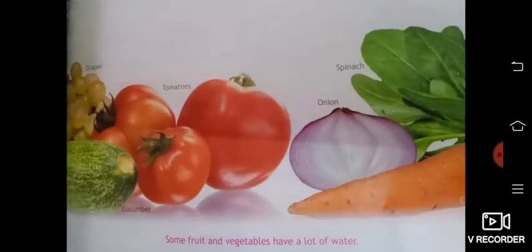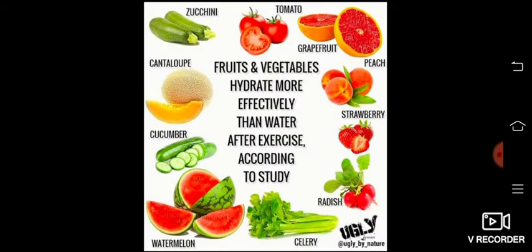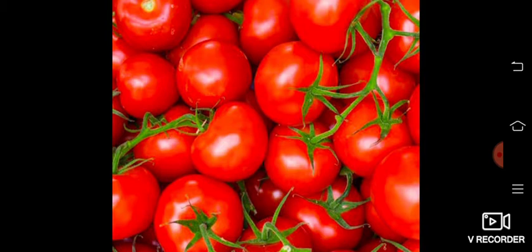Look at this picture. These are some vegetables and fruits that have lots of water. In this picture you can see tomatoes, grapes, cucumber, onion, spinach, carrot. All these fruits and vegetables have lots of water in them. Okay, look at this. This is a cucumber, and some other fruits and vegetables like grapefruit, peach, strawberry, radish, celery, watermelon, cucumber, cantaloupe, zucchini, tomato. All these things also have lots of water in them. When we eat all these fruits and vegetables, we also get more water in our body. Have you understood, children? Yes.